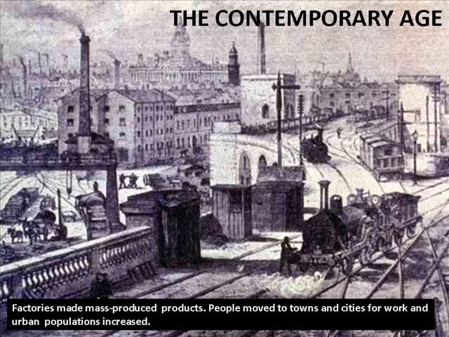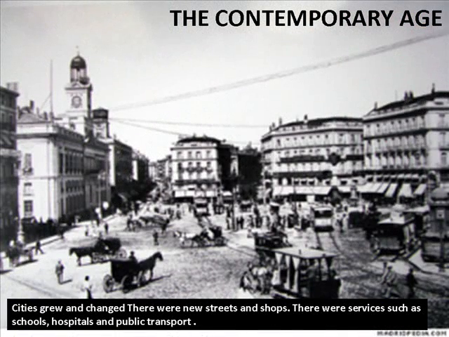Factories made mass-produced products. People moved to towns and cities for work, and urban populations increased. Cities grew and changed. There were new streets and shops. There were services such as schools, hospitals, and public transport.